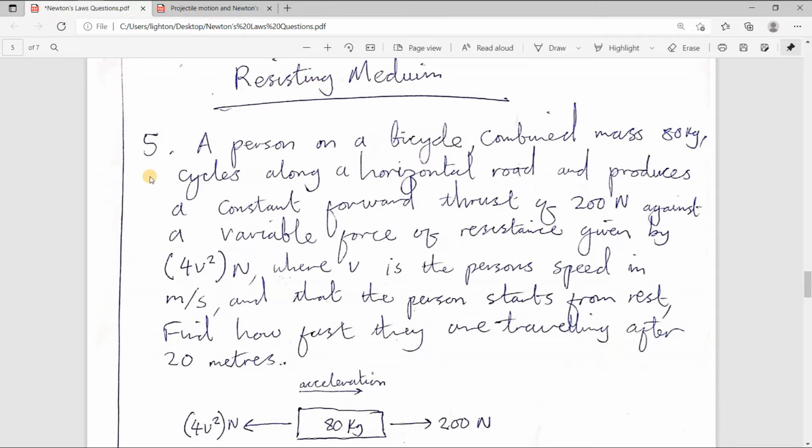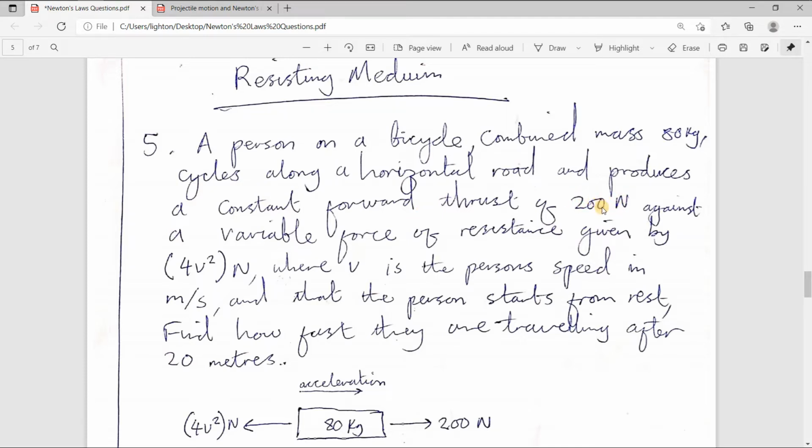So this part is talking about motion in a resisting medium. This is question 5. We have a person on a bicycle, combined mass 80 kg. So this is the combined mass of the person with the bicycle, 80 kg, who cycles along a horizontal road and produces a constant forward thrust of 200 newtons.